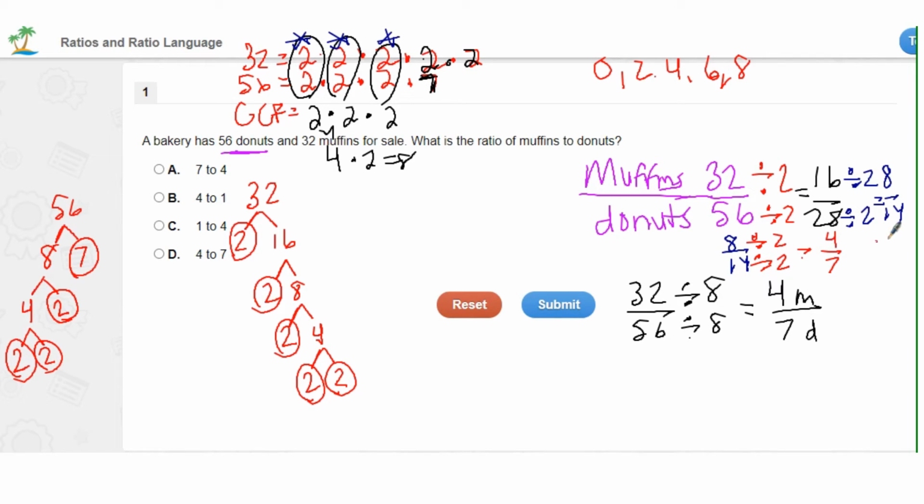Now remember, order is important, so I have 4. If I write this as a ratio, it will be 4 to 7. The numerator is the first term, and the denominator is the second term. 4 to 7, which is answer choice D.